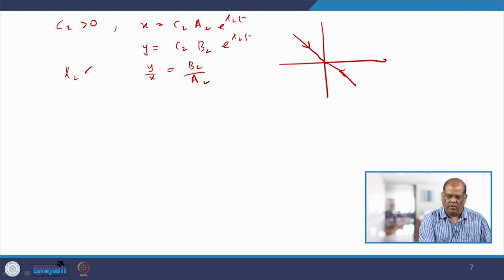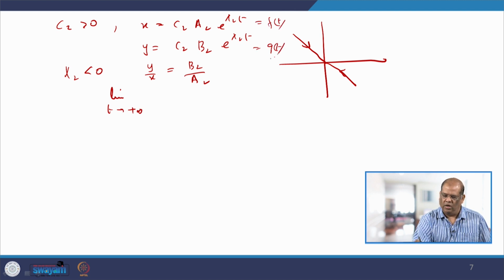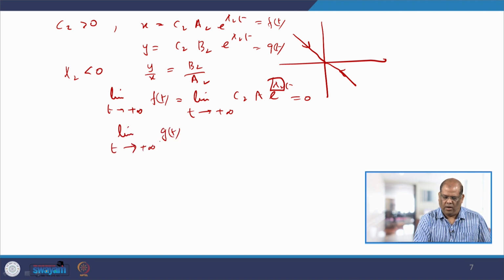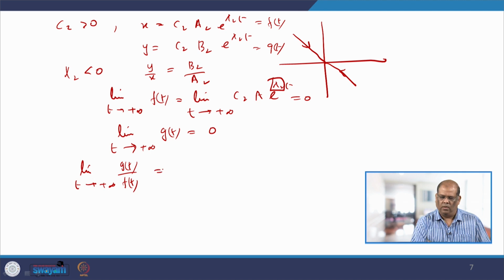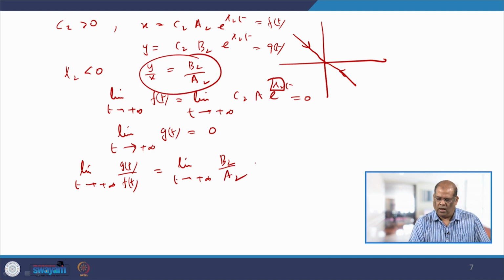From here you can see that since lambda 2 is less than 0, this is your f(t), this is your g(t). So, f(t) is equal to limit t tends to plus infinity C2 A2 e to the power lambda 2 t. Since this value is negative, this will be 0. With similar logic, you will get limit t tends to plus infinity g(t) also equal to 0. And if you want to see limit t tends to plus infinity g(t) by f(t), that is limit t tends to plus infinity y by x, which is b2 by a2 from here, and it is constant, gives you a finite limit. So, that means it approaches and enters the point (0, 0). So, these two are rectilinear cases. By rectilinear cases means when you get a straight line.